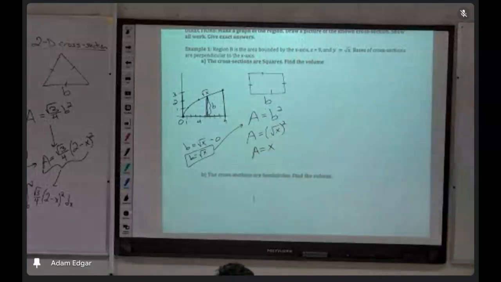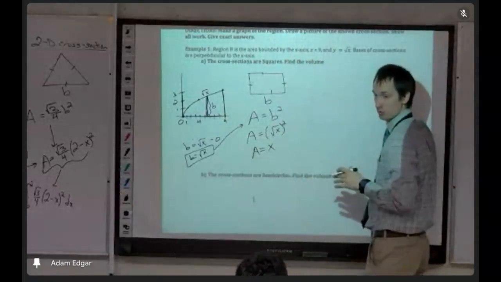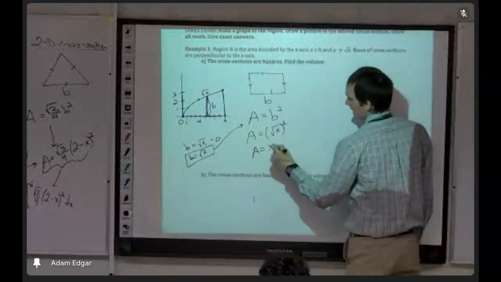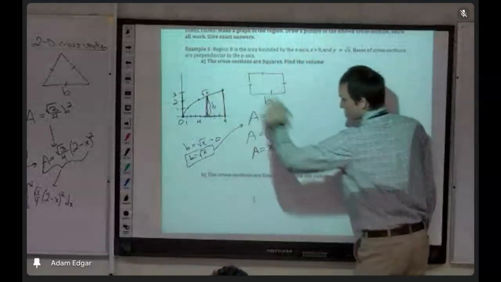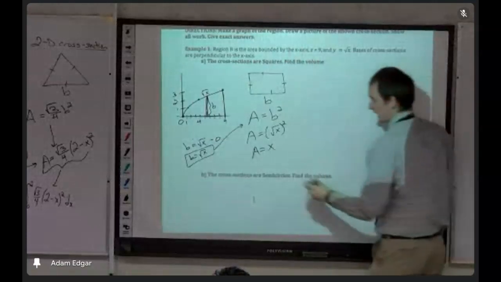All right, the first one was fairly heavy, especially for the first one. This is about as easy as they're ever going to be, because in the end, you're dealing with the easiest shape you can. Squares are better than anything else. And then the way our region is set up, our base b turns out to be just exponents in terms of x, so our area is A equals x.